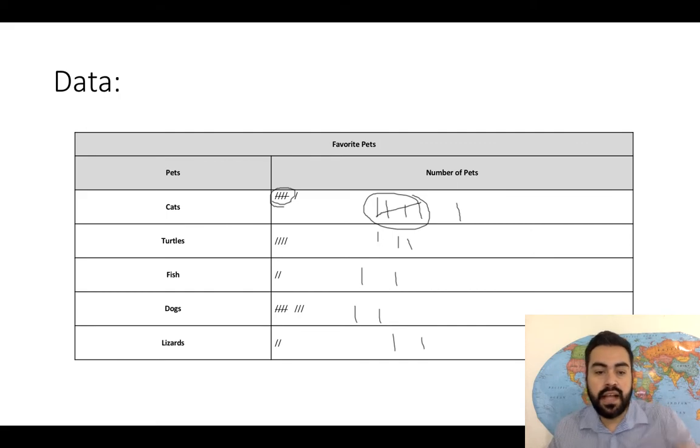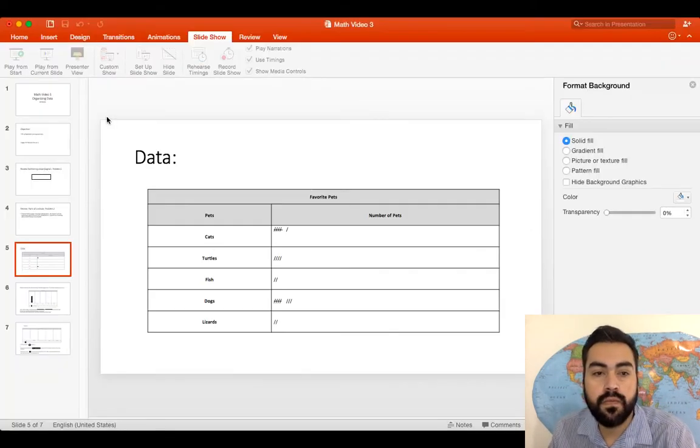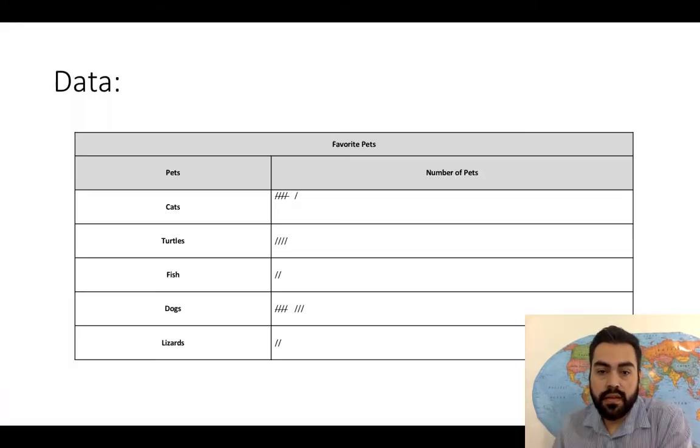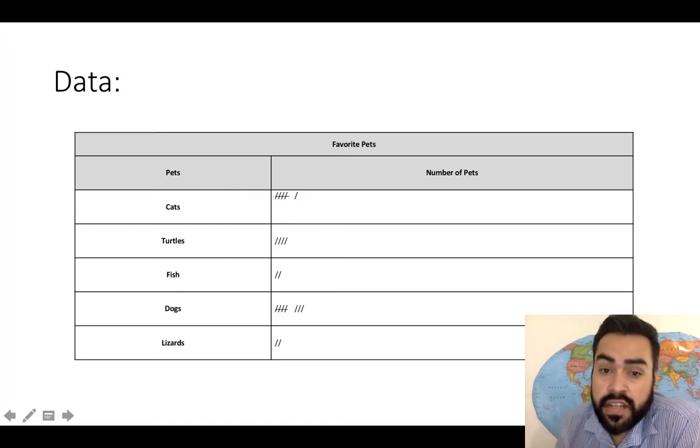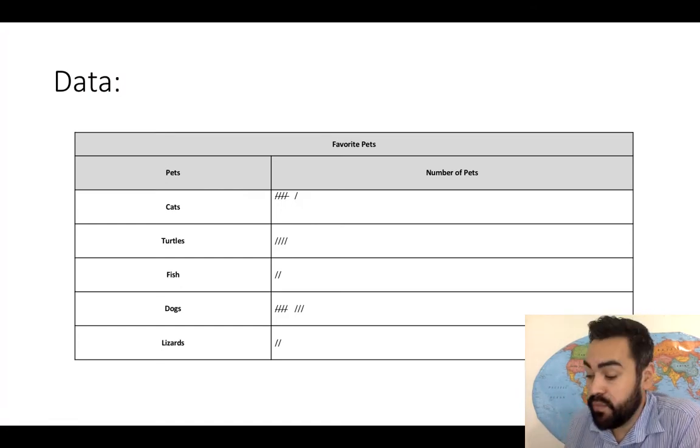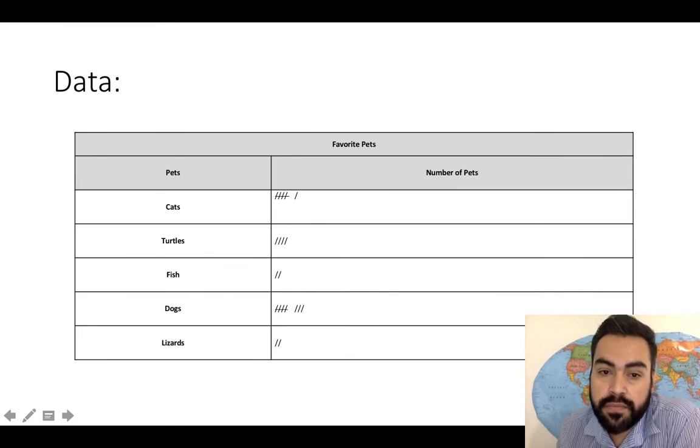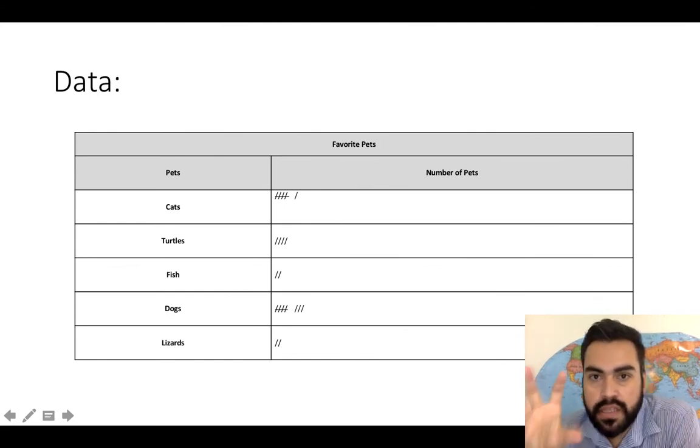So in this class, they generated their data. They went around and asked all the students what their favorite pets were, and they were tallying it up. So in this class, 6 students like cats, 4 students like turtles, 2 students like fish, 8 students said their favorite pet was a dog, and 2 students said that their favorite pet was a lizard. So this is our data.